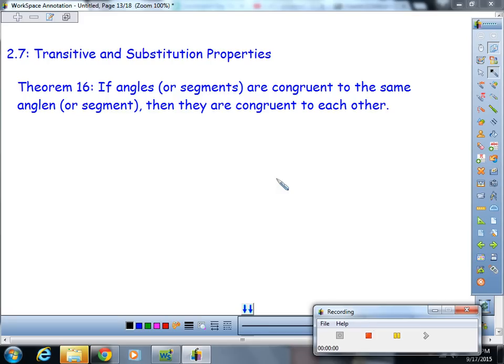So, we are into 2.7 today, the transitive and the substitution properties. Each day, we are getting closer to doing real geometry.